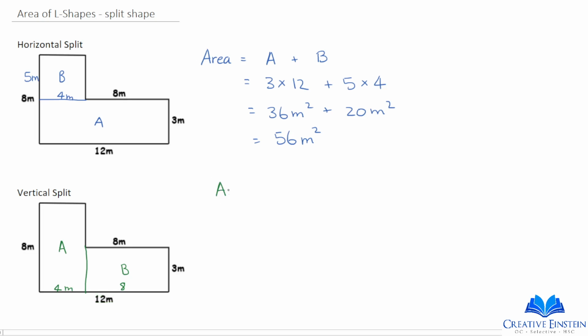Okay, so the area of this shape, again, is going to be A plus B. A is 8 times 4, plus the area of B is 8 times 3. 8 times 4 is 32 square meters. 8 times 3 is 24 square meters. Add them up, and I have 56 square meters. And I'm just going to compare, exactly the same. So it doesn't matter whether you do a horizontal split across like that or a vertical split, the working and the answer would still be the same.